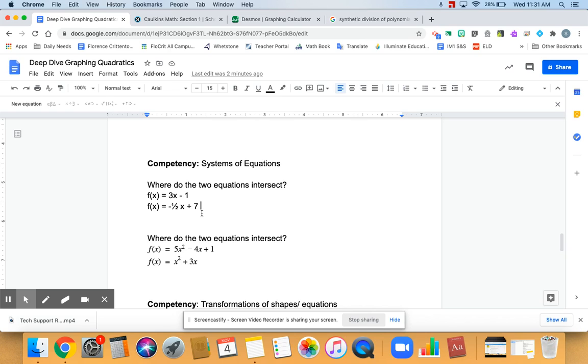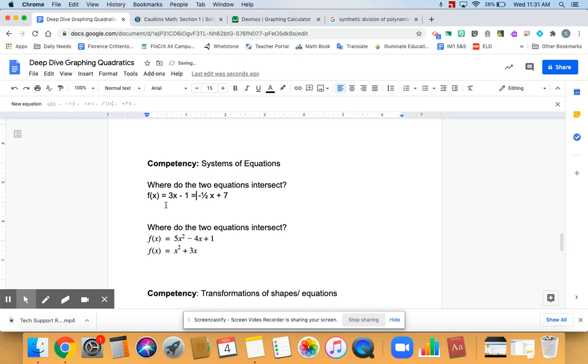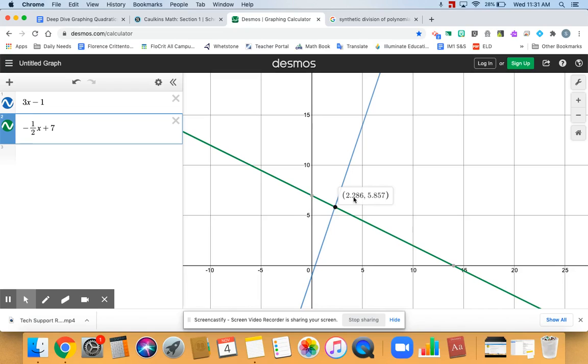You could make them equal each other like this, where you put them side by side with the equal sign, and you solve for x. So you would add this half over to these, add these ones over to these, divide away, figure out what x equals. Then you would have to plug x into one of them to find the y. You would find out that x was 2.286.